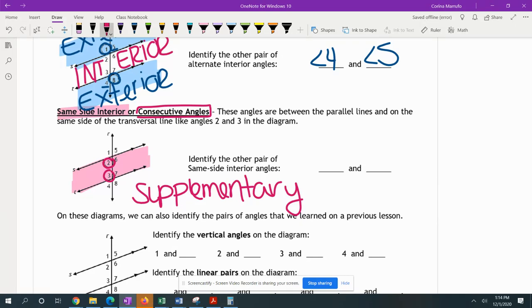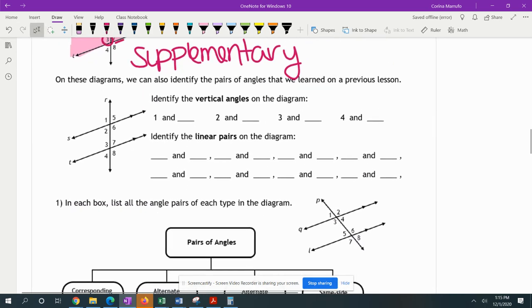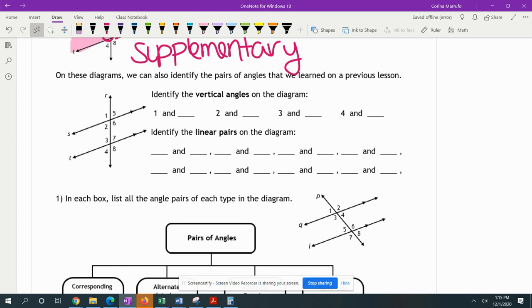Okay, so identify the other pair of same side interior angles. So 2 and 3. The other pair would be 6 and 7. Okay, so it says on these diagrams, we can also identify the pairs of angles that we learned on a previous lesson. So there's also other types of special angles, okay?